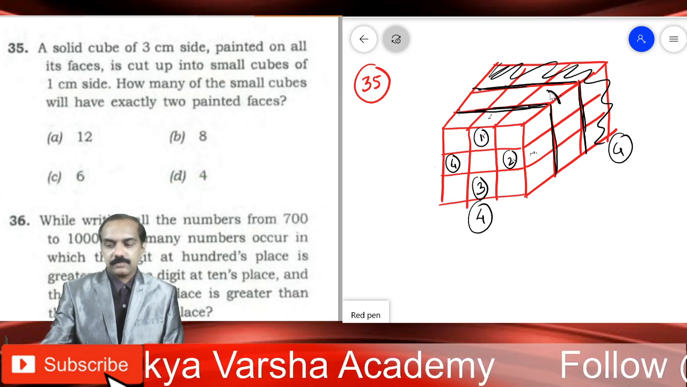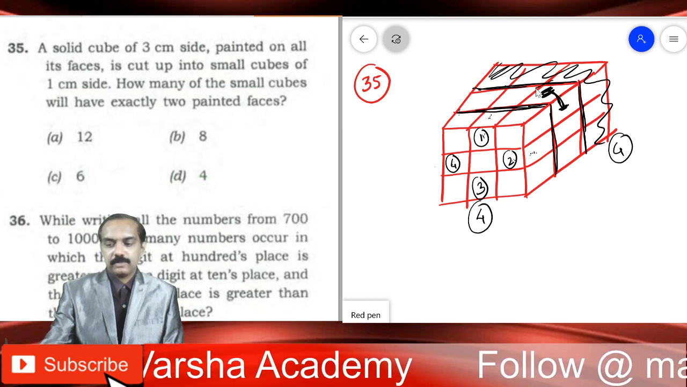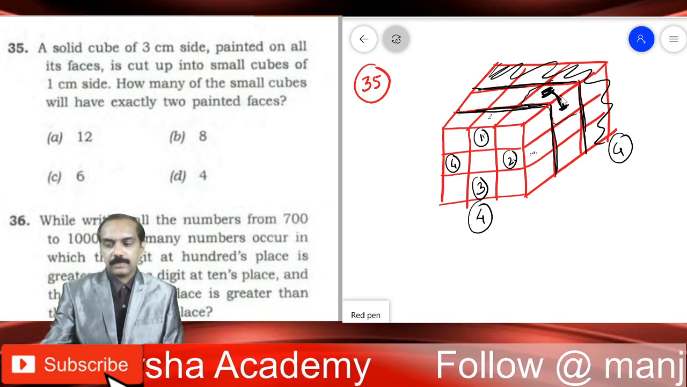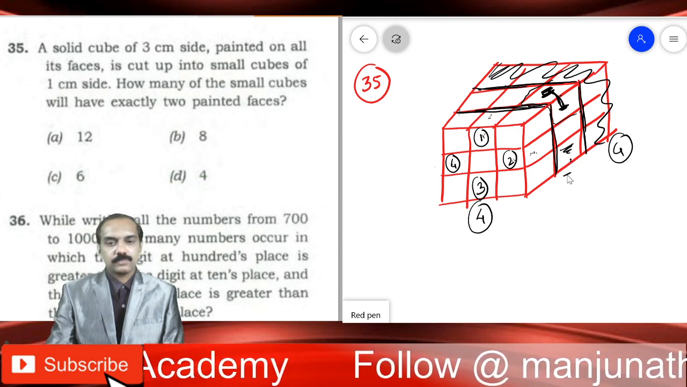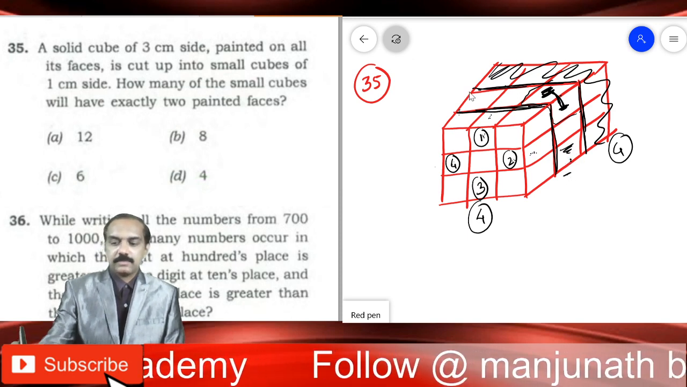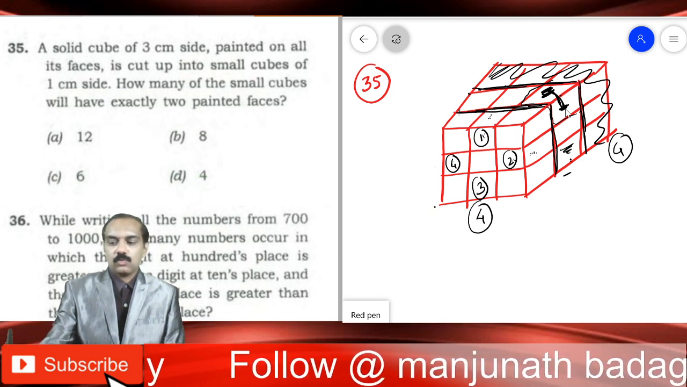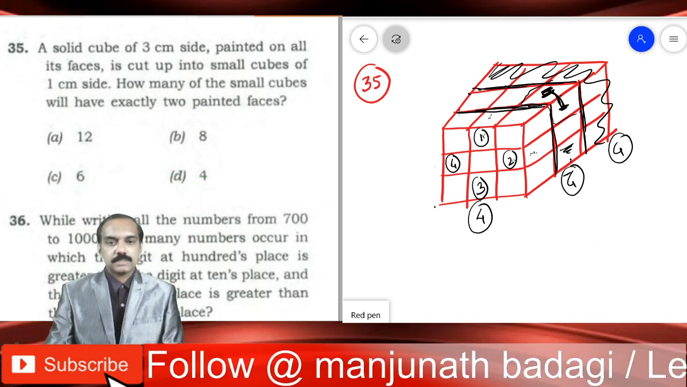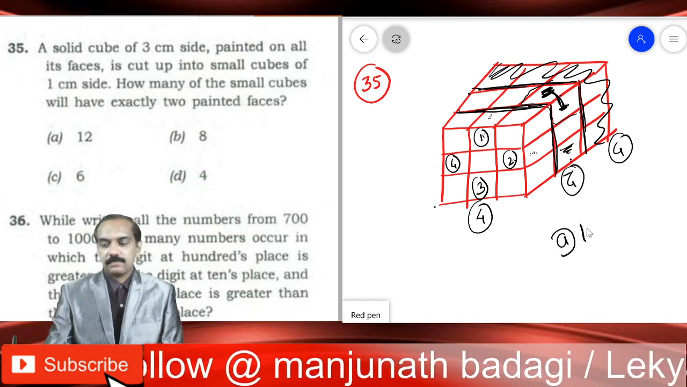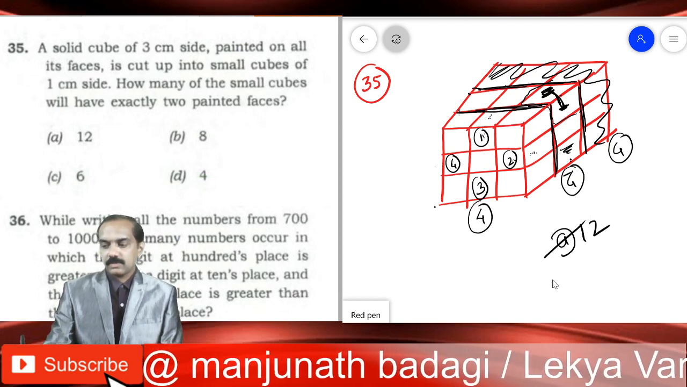See here, this also painted, this also painted to this cube. Okay. So coming to this also painted, and below this, 2 faces are painted. Same thing in this corner, same thing that corner. So 1, 2, 3, 4. 4 in the middle slice. So total 12. The final answer is 12. This is about 35th problem.